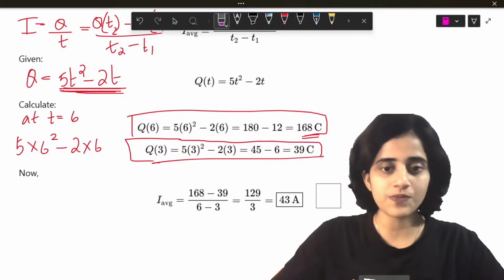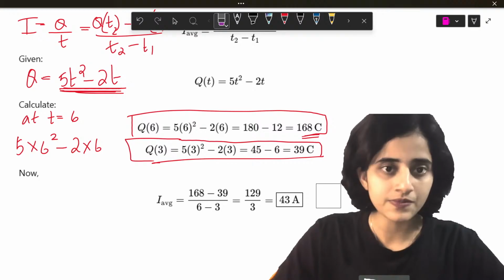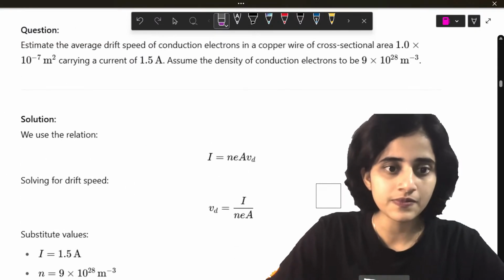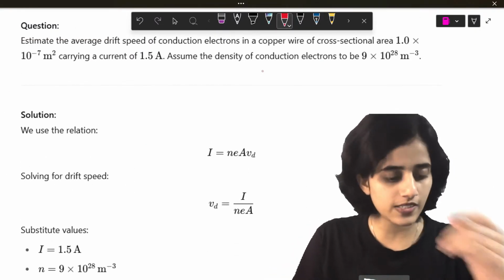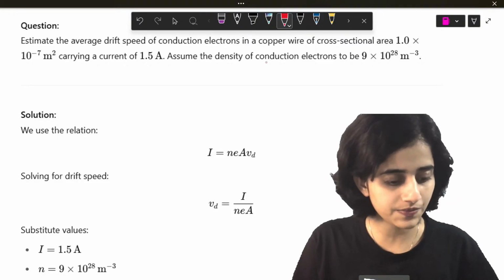Hi Rakesh. Is this clear? Any doubts? Anybody? Okay. Let's look at the next question.